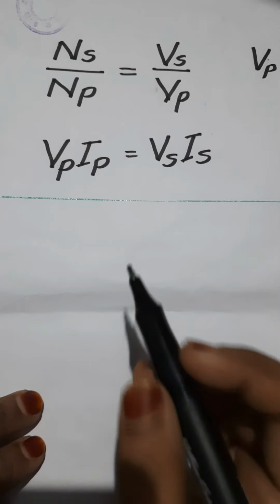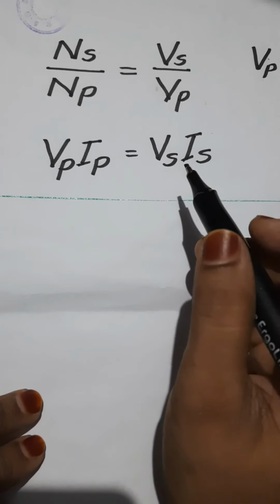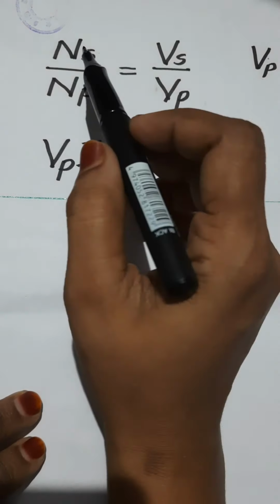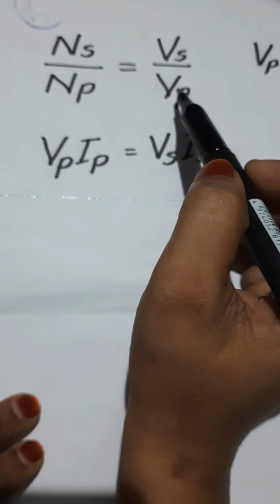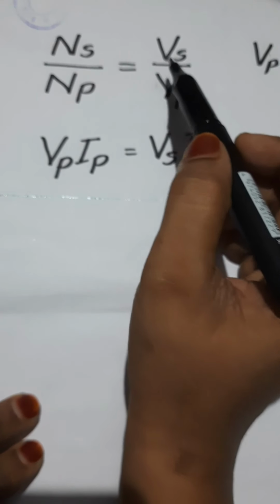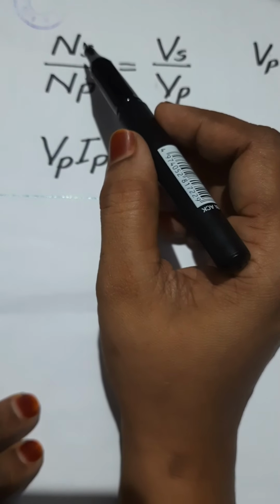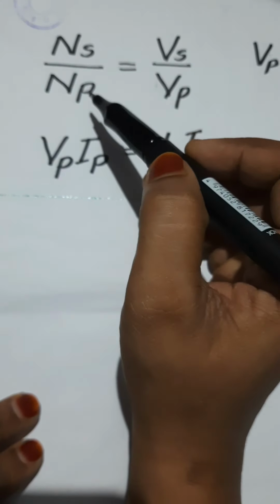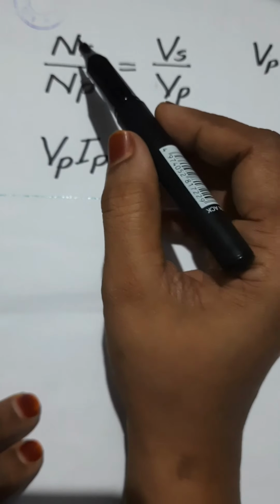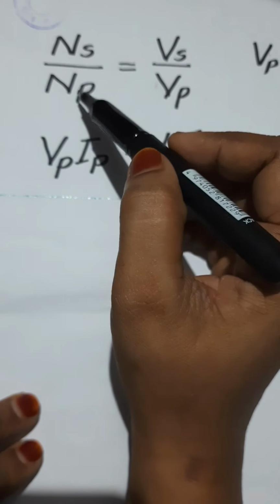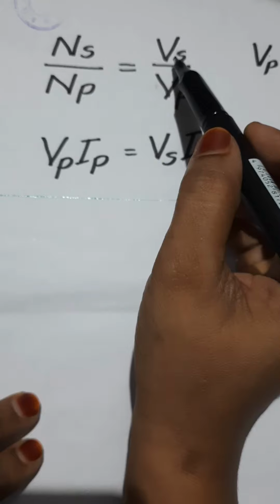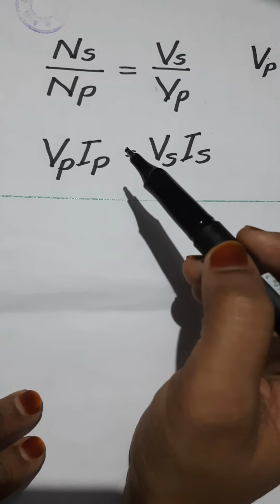The voltage in the secondary and primary will be in the same proportion as that between the number of turns of the secondary and primary. That means Ns by Np equals Vs by Vp.